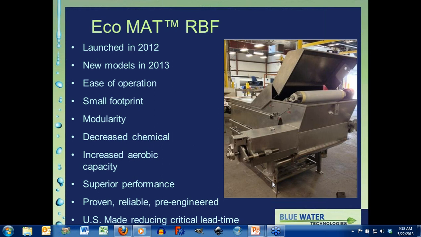So we can provide this equipment with a very short lead time, and we do have contract equipment available for contract treatment as well for storm and disaster events and mitigation of water in those scenarios.